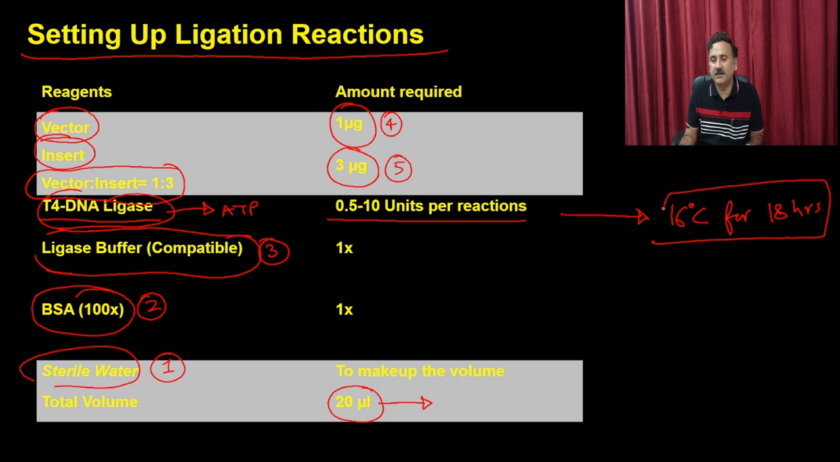So, why are we doing this at 16 degrees? So that the molecular crowding will be there, but the molecules should not have a sufficient amount of energy to keep running here and there. They should not move, and once they do not move, they will allow the vector and the insert to react with each other. As a result, they will allow the ligase to form the phosphodiester linkage, and as a result they are going to give you the circular DNA.